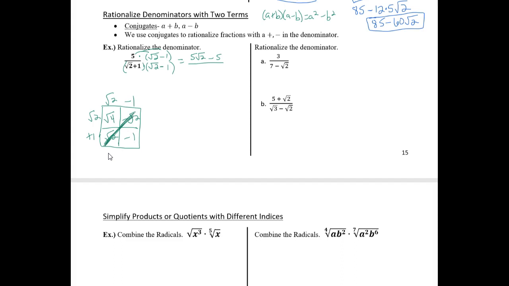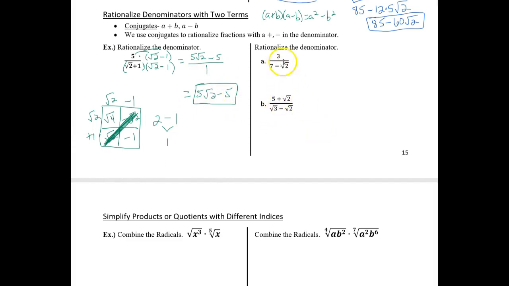We have plus square root of 2 minus square root of 2. Those are 0. That's the whole reason we multiply by the conjugate, is we lose that middle term. And we're going to lose those radicals because the square root of 4 is 2. We have that minus 1, and 2 minus 1 is just 1. So all of that is over 1, which is just 5 square root of 2 minus 5. So when we rationalize that denominator, we actually ended up with a denominator of 1, which is just itself.